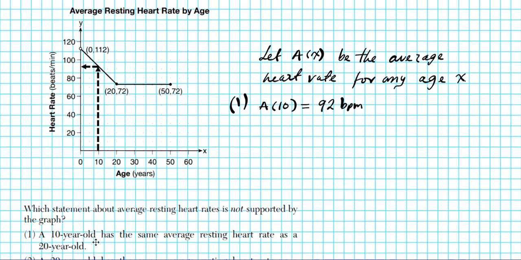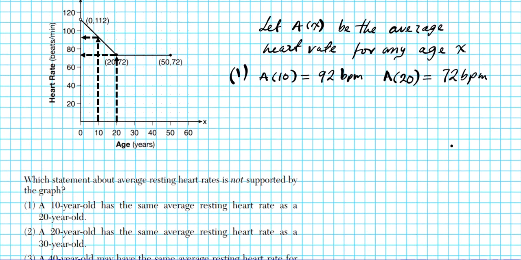How about a 20-year-old? For a 20-year-old, we'll follow the same procedure. We're going to trace 20 to the graph, and it already tells us nicely here that A of 20 is 72. So the output is going to be 72. So A of 20 is equal to 72 beats per minute. Are they the same? The answer is no. Okay, so option 1 is not supported by the graph.